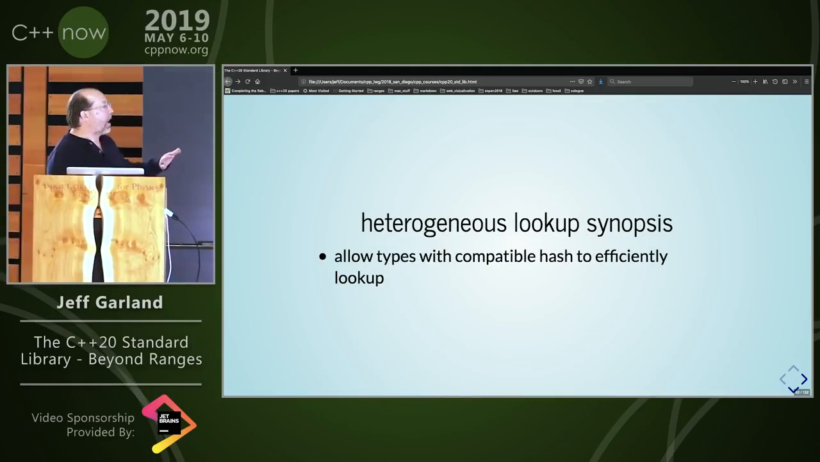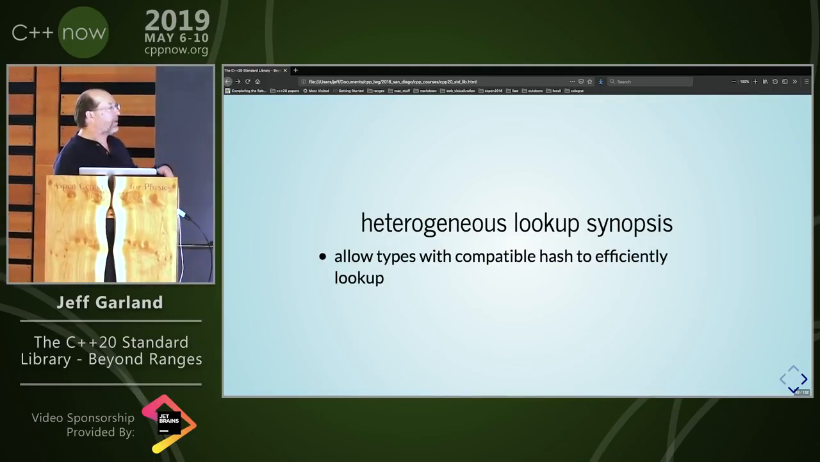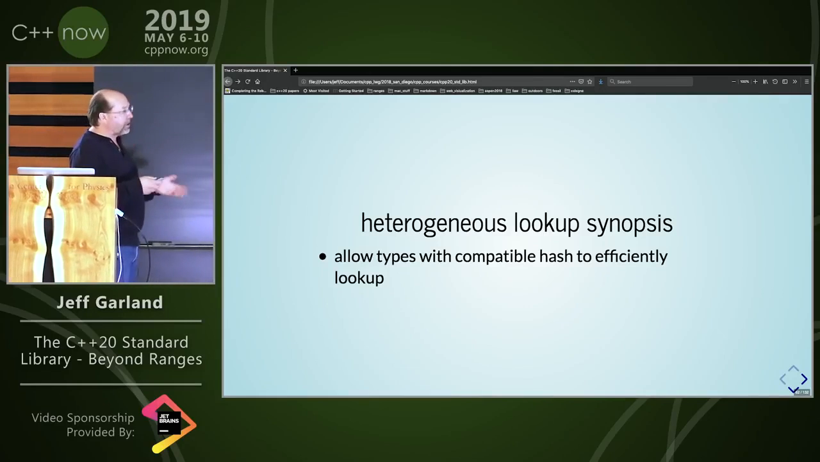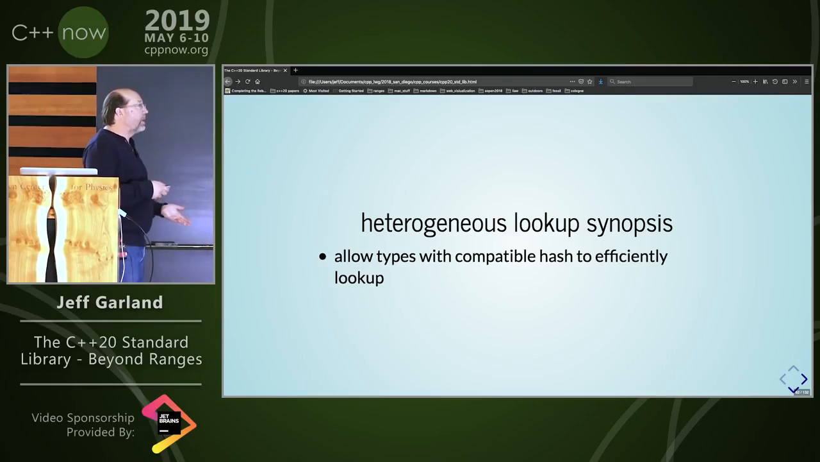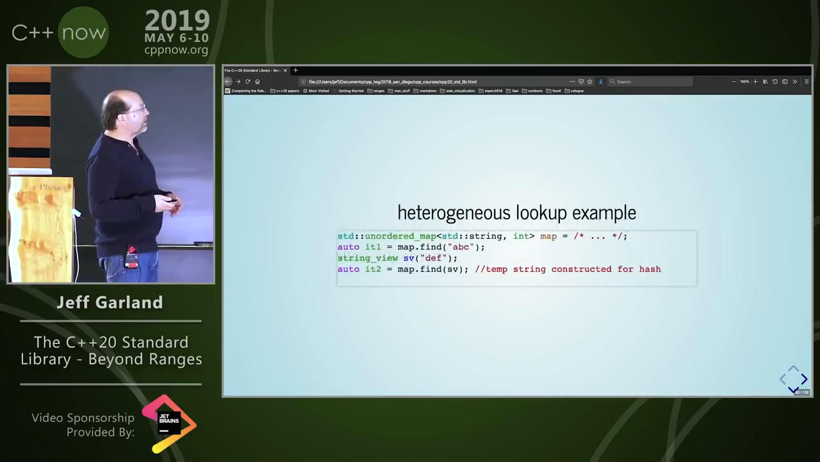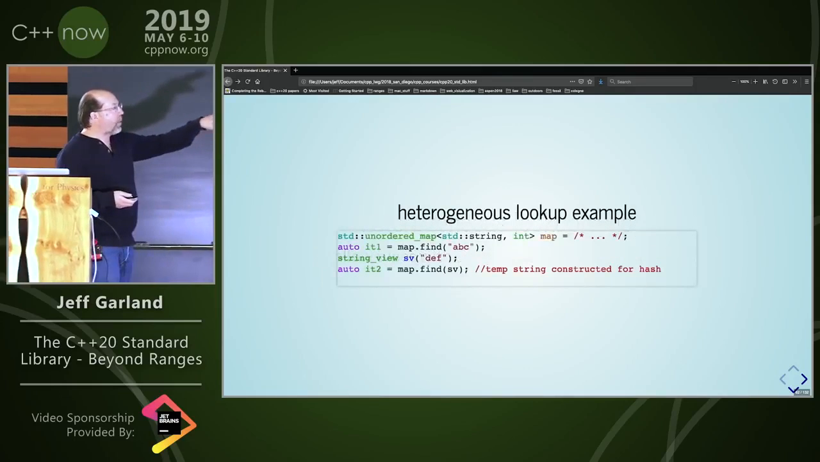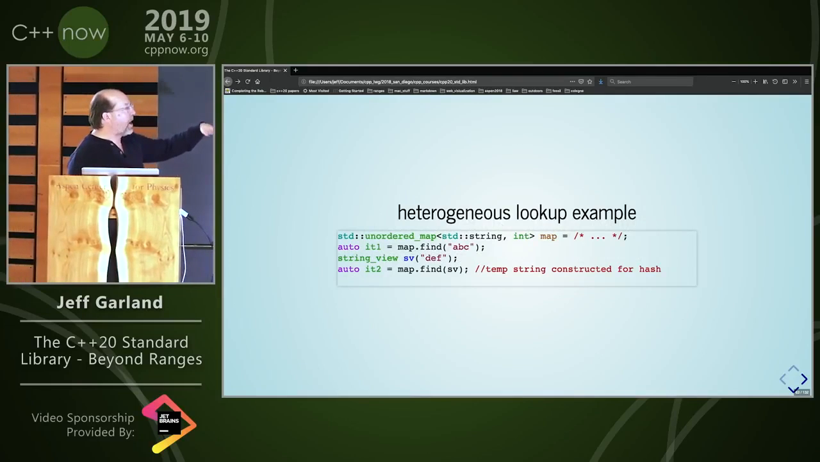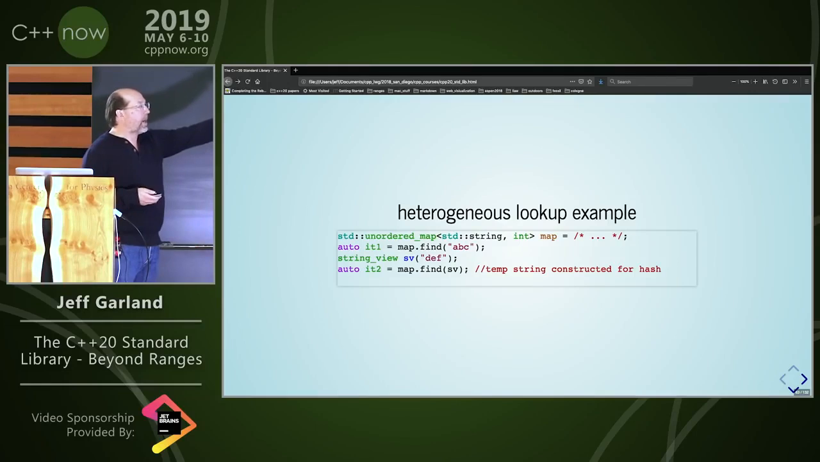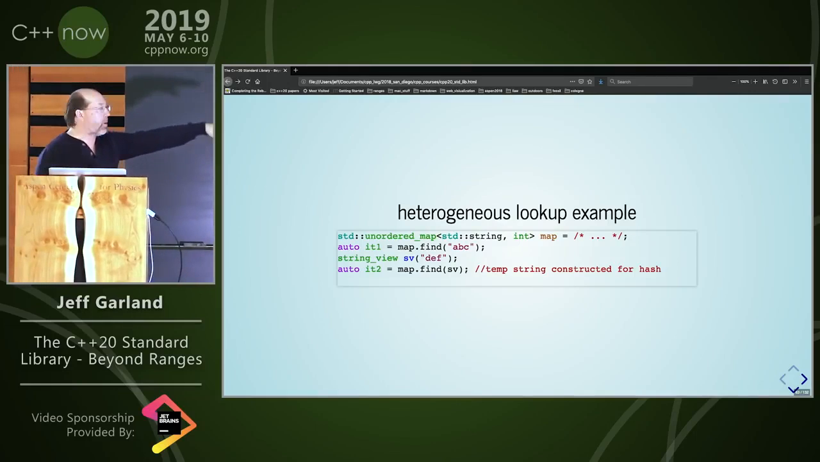Heterogeneous lookup, I'm not going to go deep into this, but basically this allows you to have a compatible hash function for different types like string and string view. Const char star is a canonical example. If I want to do these finds and compares, normally today you end up with a string view being constructed into a string, and that slows down performance.